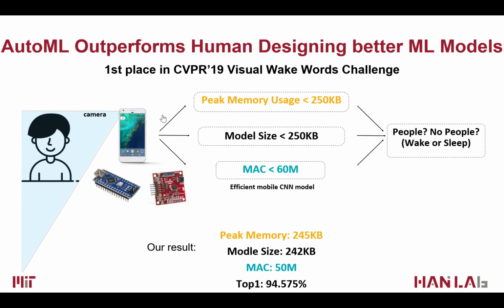So using our AutoML techniques, we won first place in the Visual Wake Words Challenge at CVPR19. It's a binary classification task predicting whether there are persons in front of the camera. So it has very strict efficiency constraints, including the peak memory usage, the model size, and the number of multiplications. Our final results achieve 95% accuracy while satisfying all these constraints.